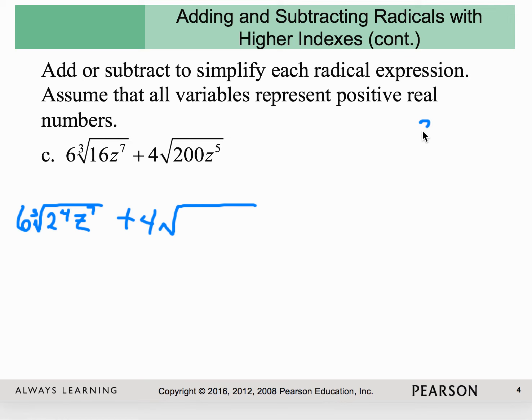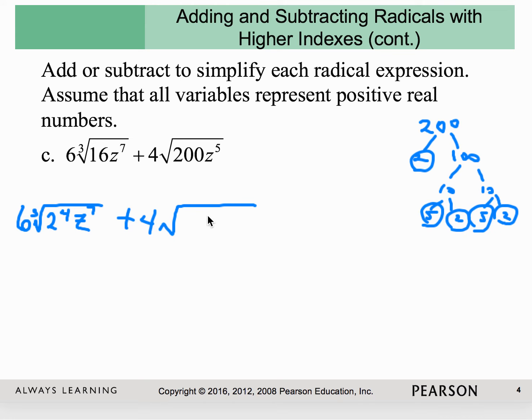So 200, since we've got room over here, let's go over here and do 200, is 2 times 100. And this is 10 times 10. So 5 times 2, 5 times 2. So this is 2 cubed times 5 squared times z to the 5th.